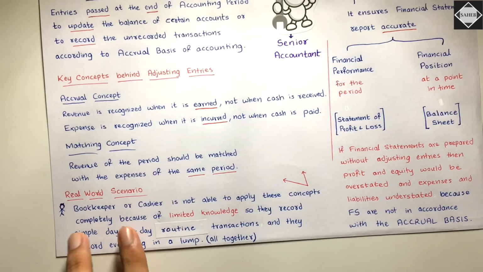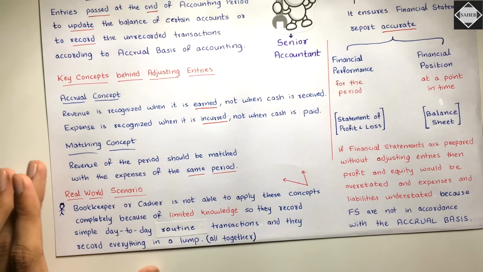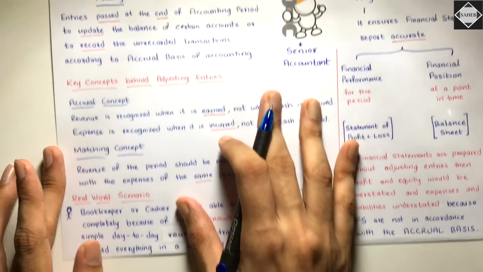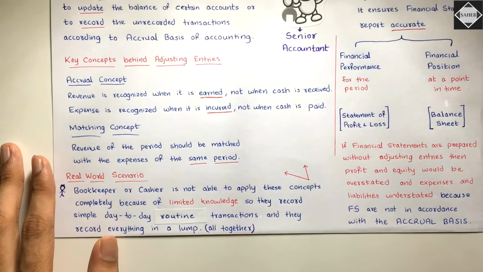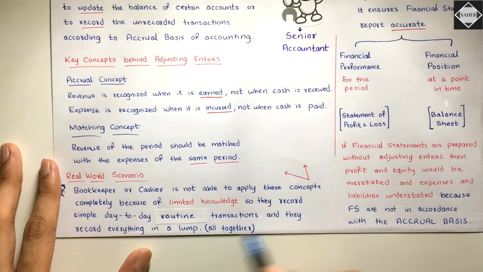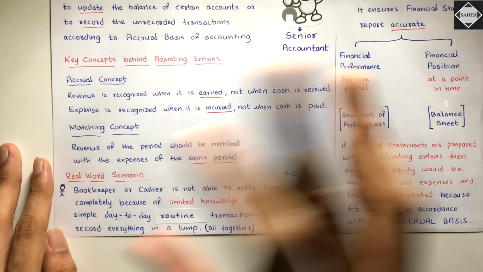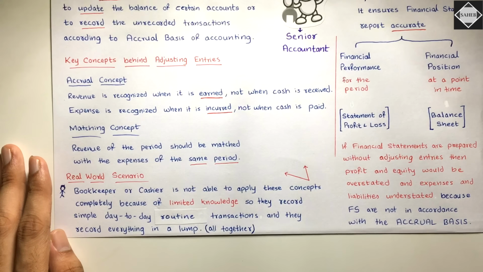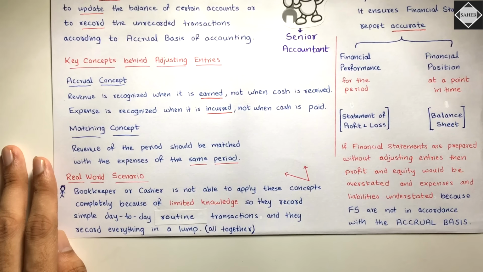So these bookkeepers or the cashier will not have access to all the data, okay? They will just focus on routine transactions, right? And even if they follow the accrual concept and matching concept, they will not follow it exactly correctly. They will record everything in a lump, all together in entirety. What does that mean? We'll see that practically when we take the examples in the coming videos. Fine. So this is the thing.